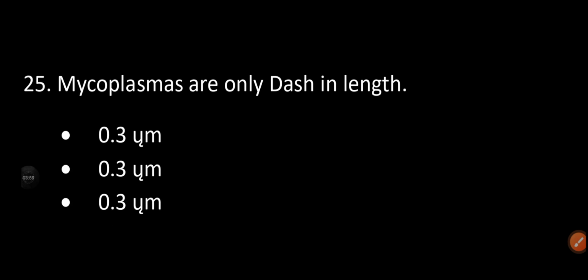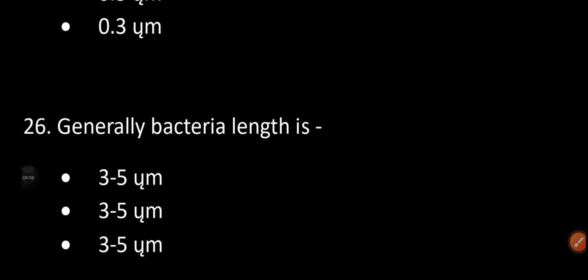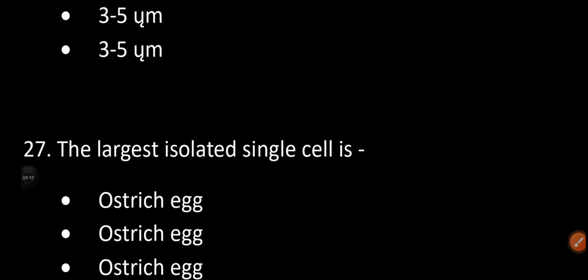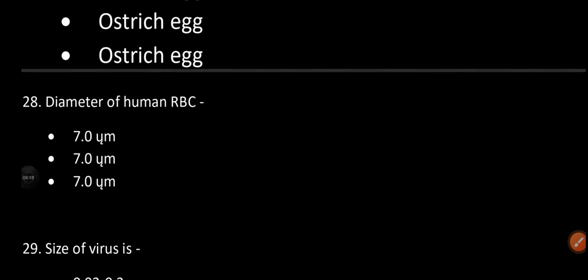Mycoplasma are only dash in length, 0.3 micrometer. Generally, bacterial length is 3 to 5 micrometer. The largest isolated single cell is the ostrich egg. Diameter of human RBC is 7 micrometer.